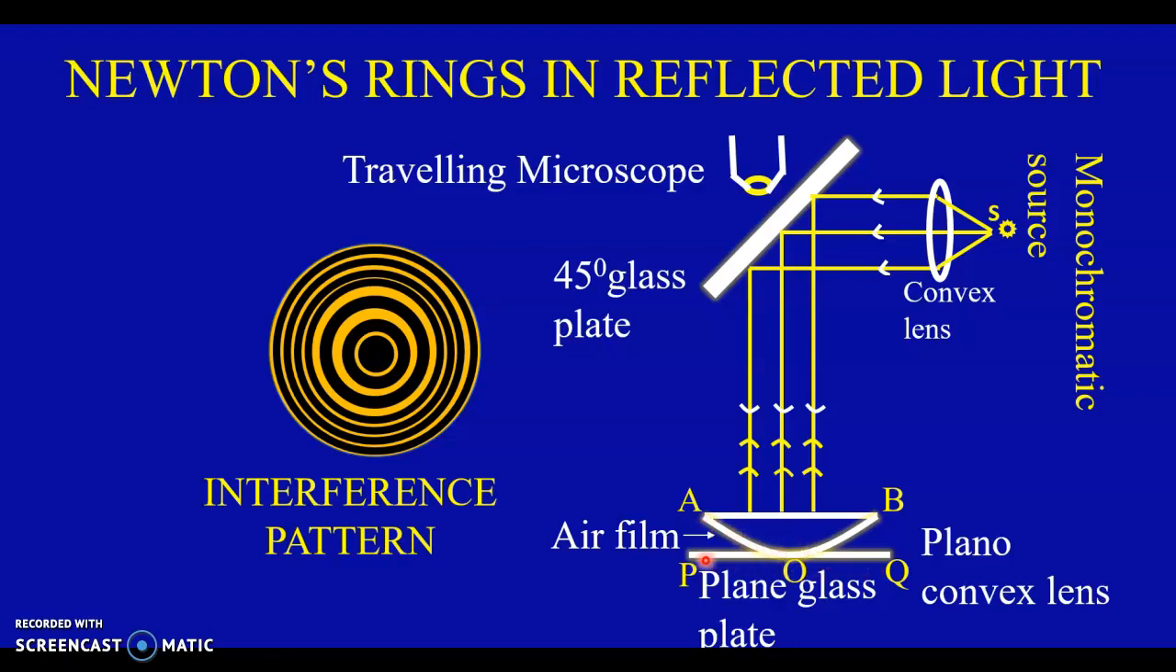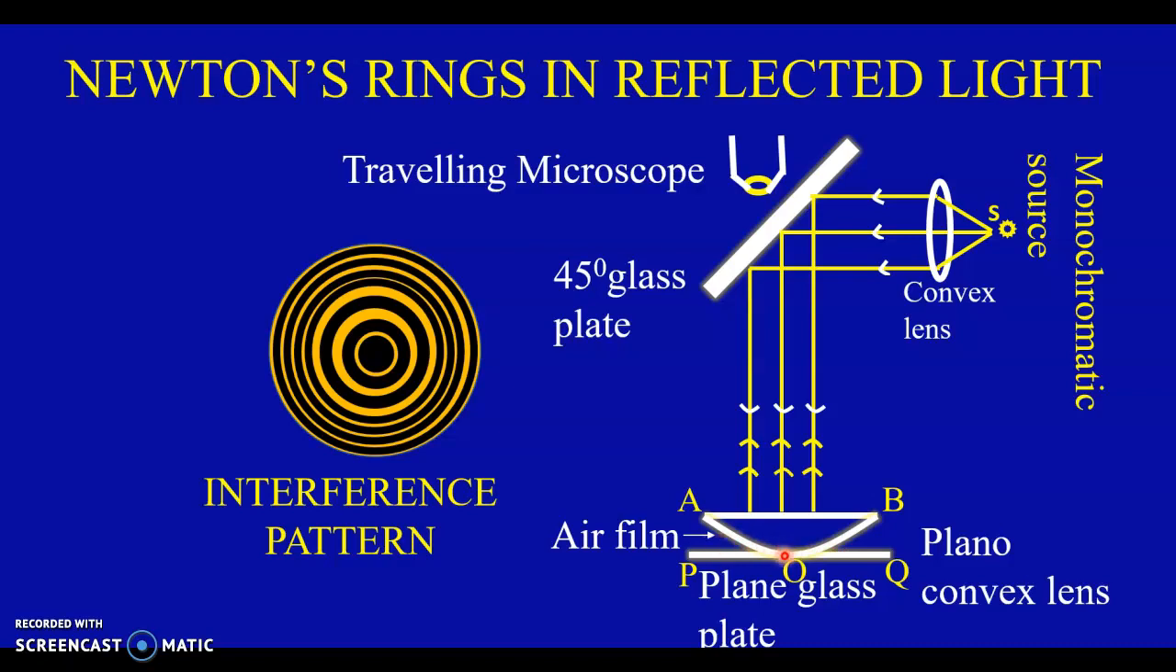An air film is formed. This POQ is a plane glass plate. Over this plane glass plate, a plano-convex lens is placed in such a manner that the convex surface touches the glass plate. Then only an air film is formed in between the plano-convex lens and plane glass plate. Depending on the shape of the film, we get the interference pattern. If you imagine the shape of the film, we can perform this in our lab also.